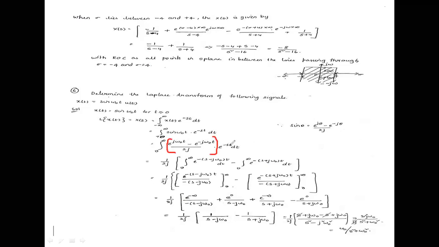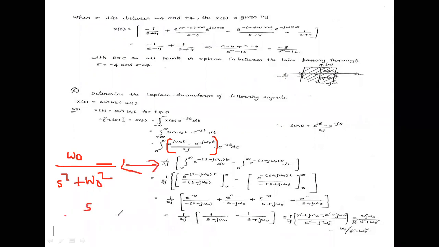And the definition of Laplace transformation is the integral from 0 to infinity of x(t) e^(−st) dt, where it is multiplied with μ(t). So take 1/2j common, with e^(jω0t) e^(−st), giving 1/(s − jω0) − 1/(s + jω0). After simplifying this, the Laplace transformation of sin ω0t is ω0/(s² + ω0²).